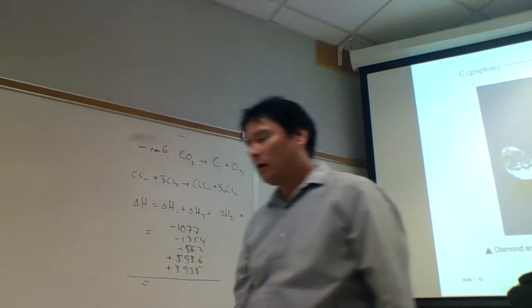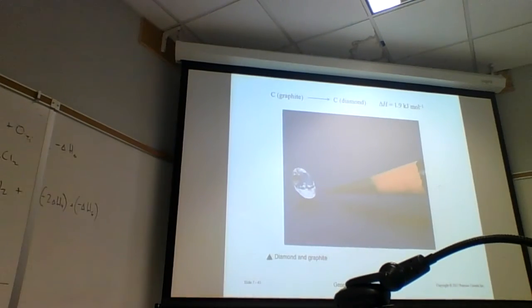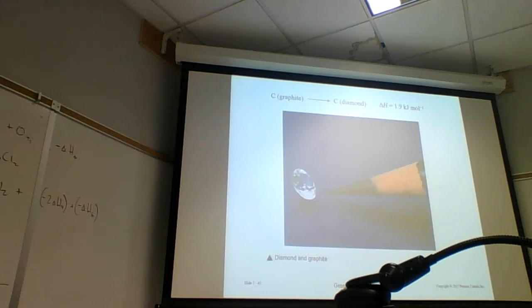What's the standard state of carbon at 1 atmosphere and 298 Kelvin? 298 Kelvin being the temperature of interest, but not standard temperature. The standard state of carbon at 1 bar and 298 Kelvin is graphite. And so delta H of formation of graphite is 0 because we're going from 1 mole of graphite to 1 mole of graphite at 298 Kelvin. But delta H of formation of diamond isn't 0, because diamond is not the standard state of carbon. The standard state of carbon is graphite.